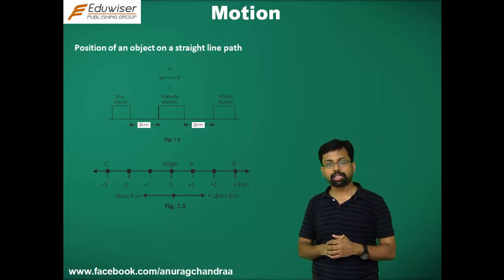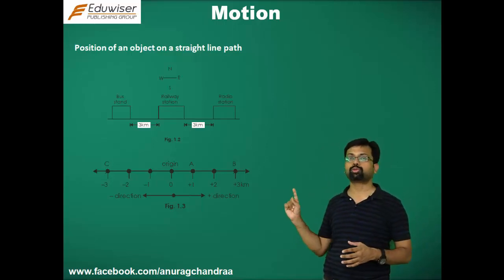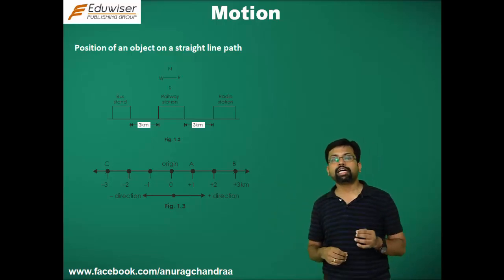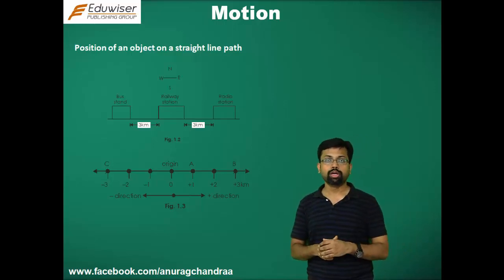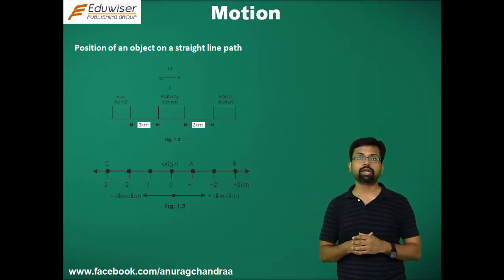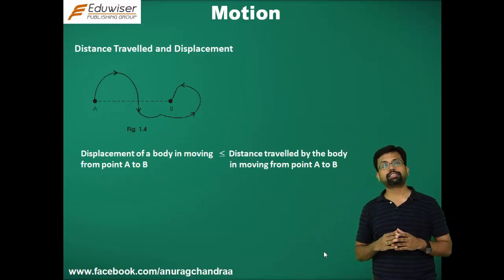So, when I say that B has moved plus 3 kilometers, that means it has moved 3 kilometers to the east of the origin O. And when I say that C has moved minus 3 kilometers, it just means that he has moved 3 kilometers to the west of origin O. It does not mean that he has moved minus 3 kilometers, because minus 3 kilometers is no value. Now, the next important concept is distance and displacement.